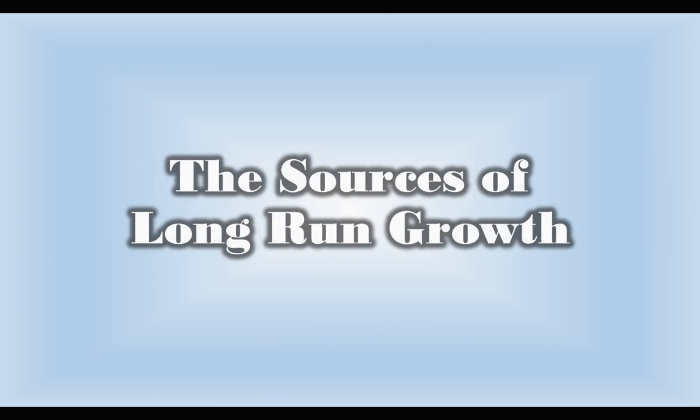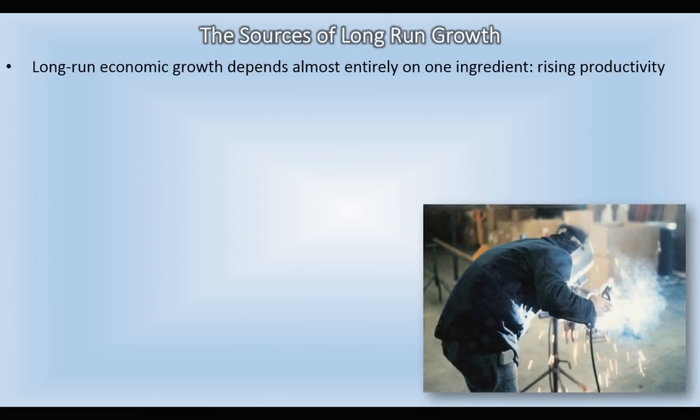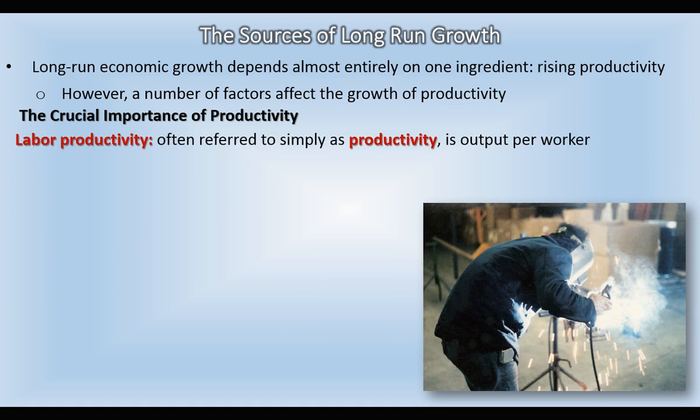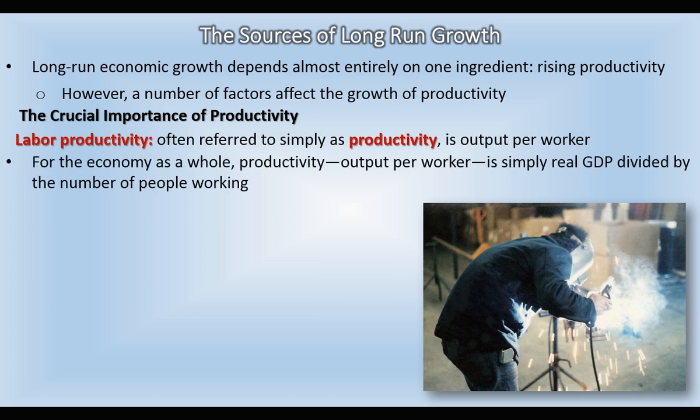All right, let's talk about the sources of long-run growth. Long-run economic growth depends entirely on one ingredient, and that is rising productivity. A number of factors affect the growth of productivity, so let's talk about the crucial importance of productivity. What we're talking about is labor productivity, and we simply refer to it as productivity: output per worker, how much each worker can produce. So for the economy as a whole, productivity, output per worker, is simply real GDP divided by the number of people working.